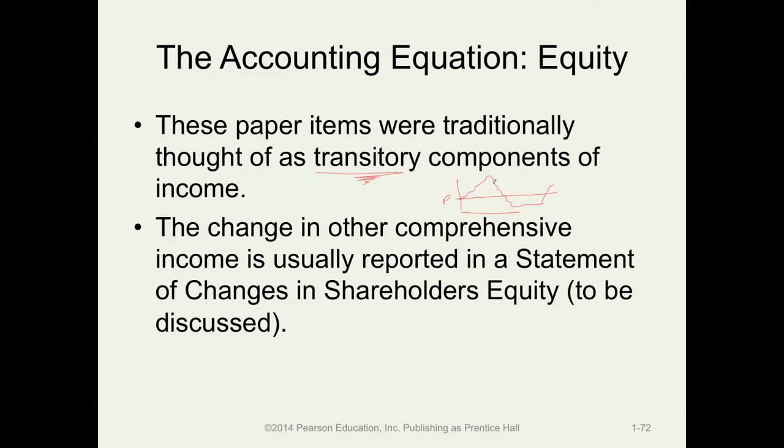Gains in one period would be matched with losses in other periods if you're not going to sell them. And that's the point. If you don't expect to sell them in the short run, then there is a very low probability that cash will be realized. Now, the change in other comprehensive income is typically reported in a separate statement that outlines the changes in shareholders' equity.